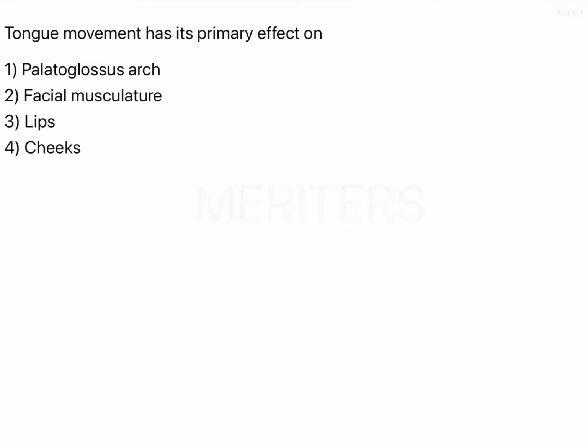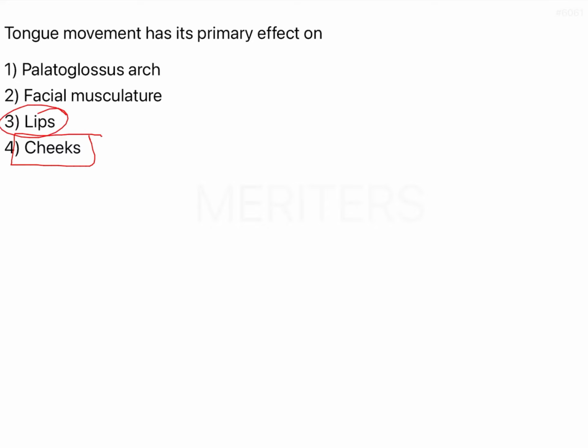Tongue movement has its primary effect on? The options are palatoglossal arch, facial musculature, lips, and cheeks. Now, one thing we have to remember, cheek is just an envelope of the oral cavity or the buccal cavity. And yes, although tongue movement has some effect, these are slow and long-term effects.